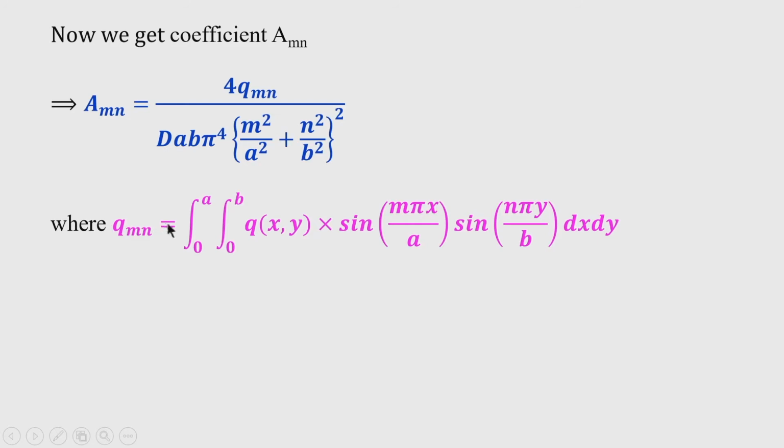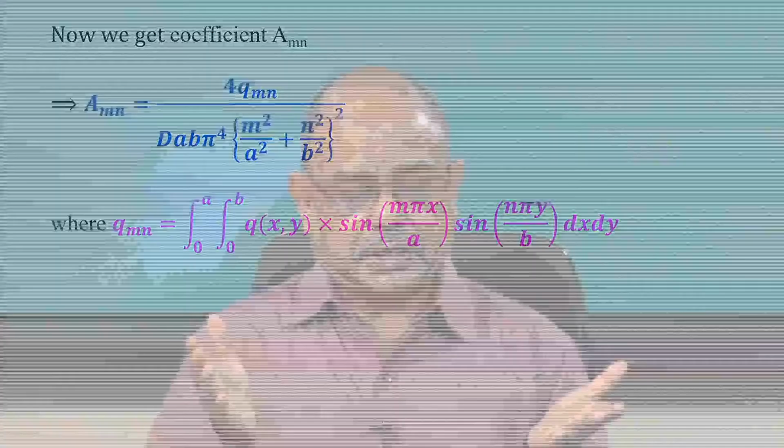Now, q m n here remains to be determined. You can see q m n can only be determined when you know the load function. So, given the loading condition on the plate, it may be a uniformly distributed load, it may be a uniformly varying load, or it may be any other variation of load which may not follow the linear pattern, and it may be a partially distributed load.